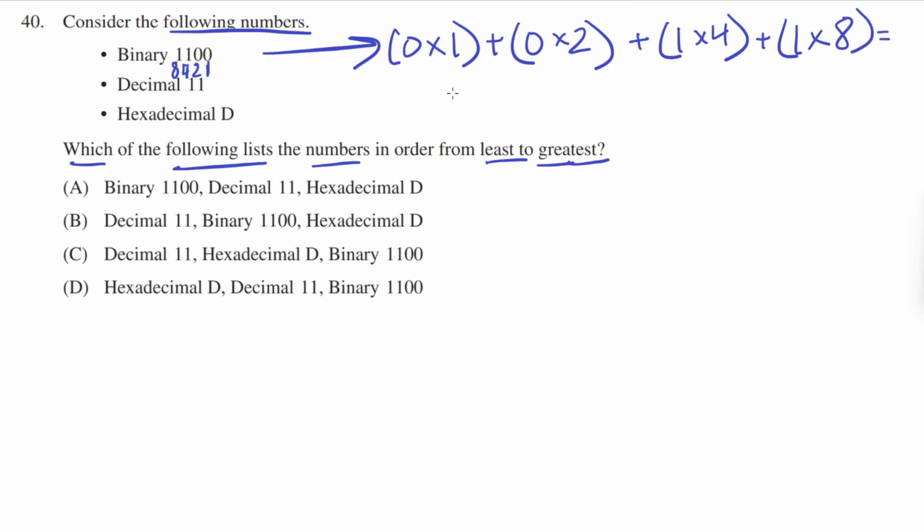So we can add this all together. So these are just 0, 0, this is 4, and this is 8. So that means the decimal value of this binary number is 12. And then let's do the hexadecimal number. So the hexadecimal number is pretty easy.